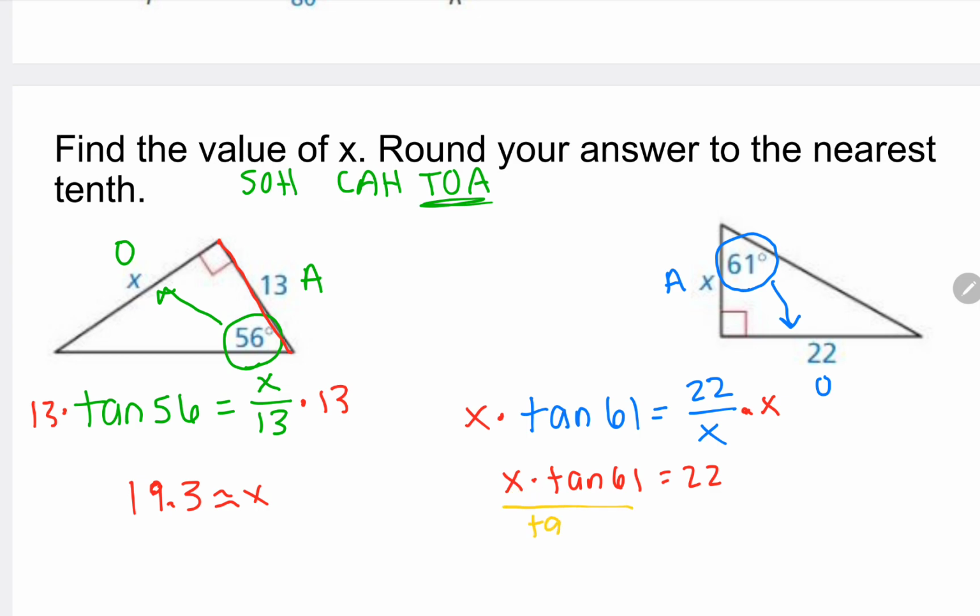We want to get rid of tangent of 61 and its multiplication, so we're going to divide. So in your calculator, you could also take 22 divided by tangent of 61, and we get about 12.2. So that missing side length was about 12.2. Again, make sure your answer makes sense. In this case, it does.